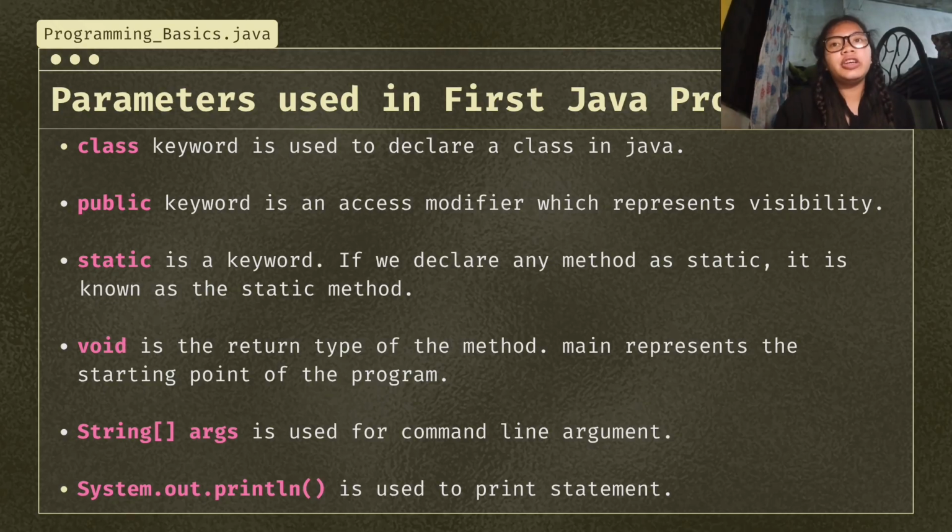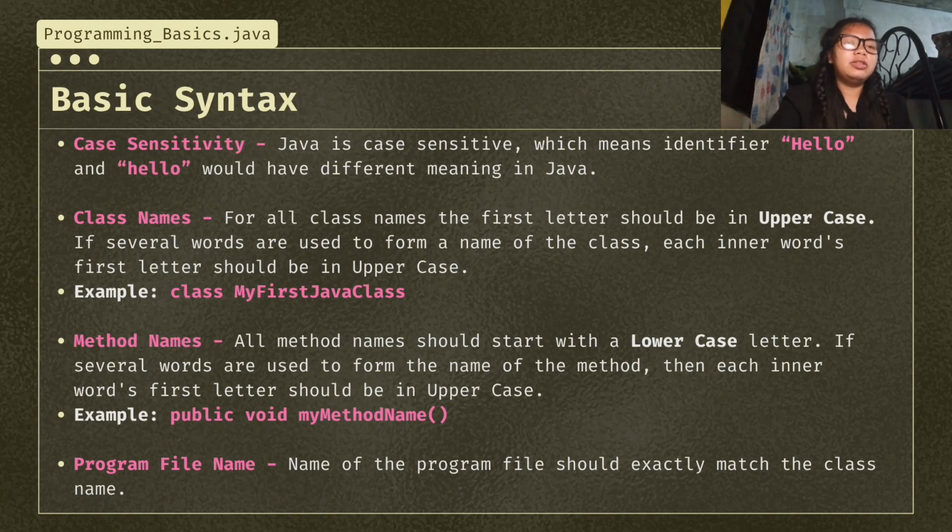And the void keyword is the return type of the method, main represents the starting point of the program. And the String args or string argument is used for the command line argument, and the System.out.println or the System.out.print is used to print the statement or the text. Let's go to the basic syntax, which is the second subtopic of this lesson.